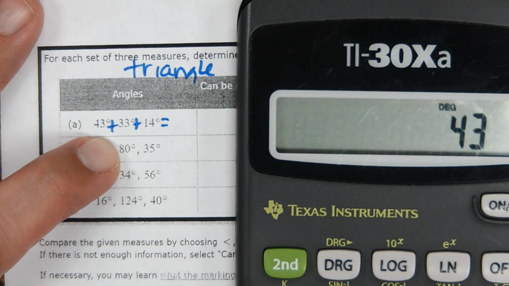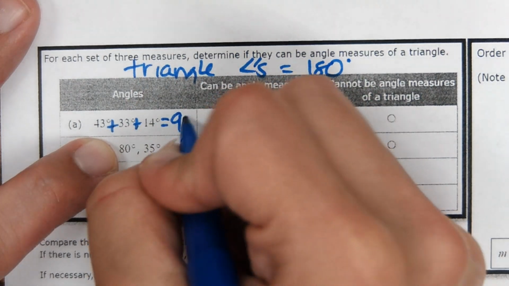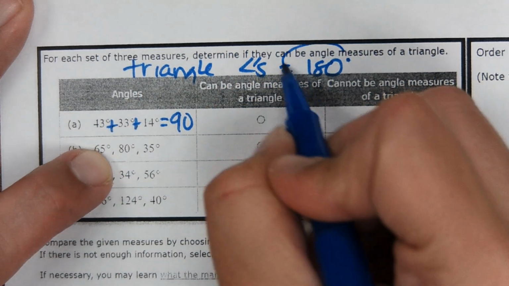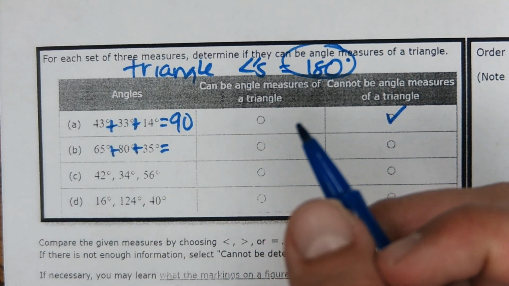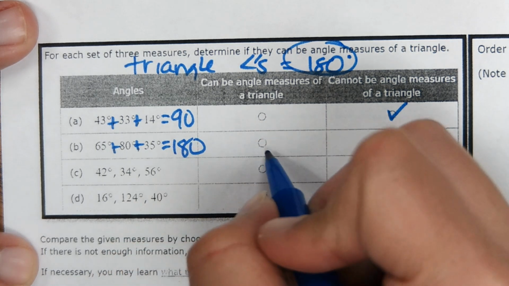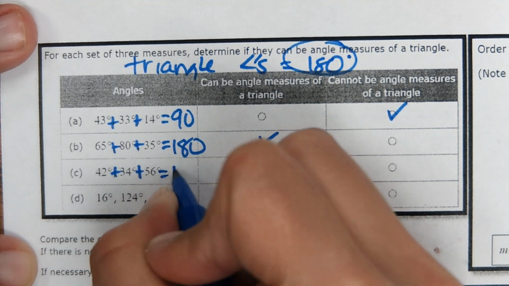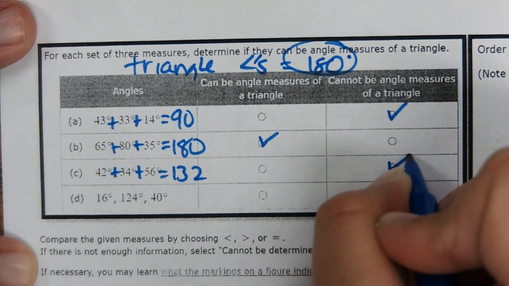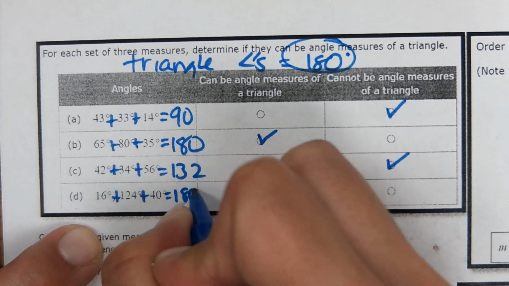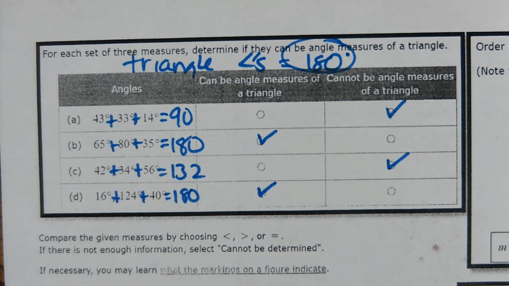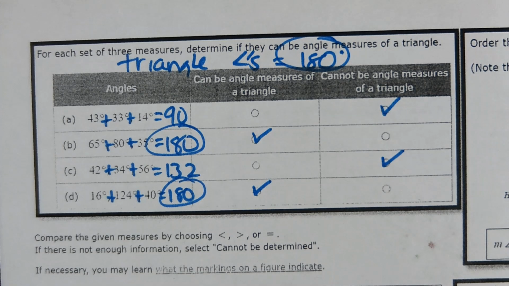So you just do like 43 plus 33 plus 14 equals 90. No buenos. Nope, because we're looking for 180. You add up these values. It does equal 180 for this one. So that would be yes. Add up these. It comes out to 132. No buenos. Nope. And then add up these. And it does equal 180. So yes. So you're looking for the 180.